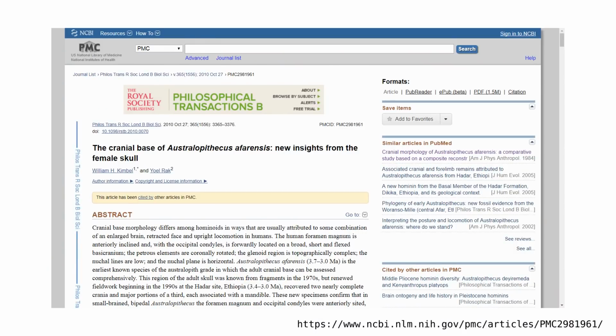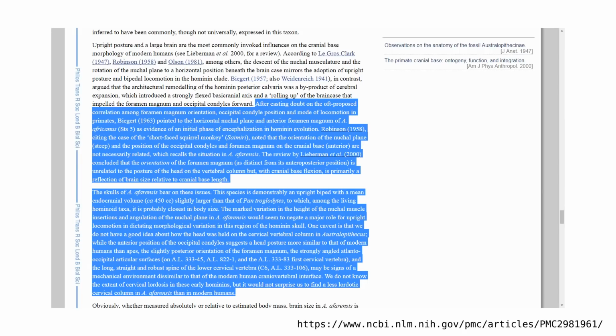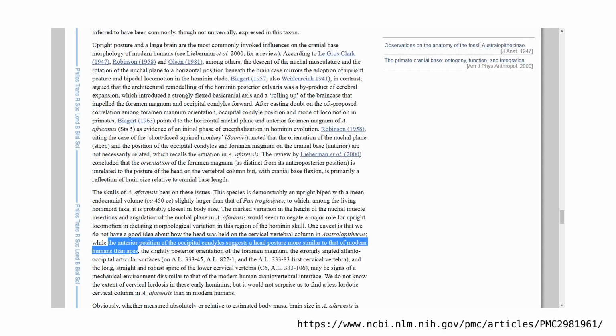But when I looked up Australopithecus foramen magnum, that's the hole in the skull that the spinal cord goes through, this came up. And look at that, there's the chart. And it says this, which basically said that the orientation of these holes in the skulls aren't related to its locomotion, but instead the size of the brain. And it states that, and I quote, "The anterior position of the occipital condyles suggests a head posture more similar to that of modern humans than apes." I got that from their source. However, it does go on to say that their anatomy was more complicated than we can understand.